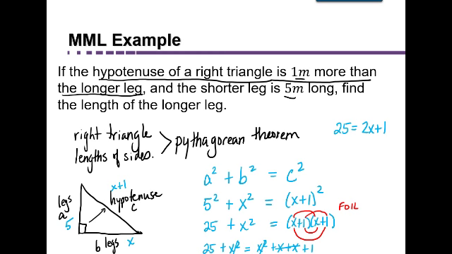All right, so in this case then, now that we're down to just an x and no x squared, we can just get the numbers on one side and the variables on the other. So subtracting 1, we get 24 equals 2x, which means that x is equal to 12. All right, now we're supposed to find the length of the longer leg, and that's exactly what x represents. The length of the longer leg is 12. 12 meters in this case.